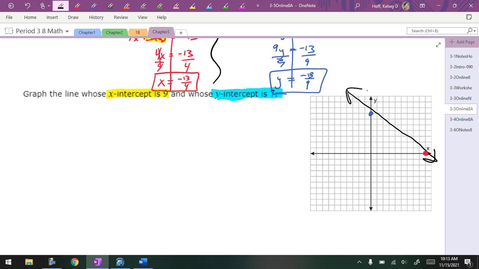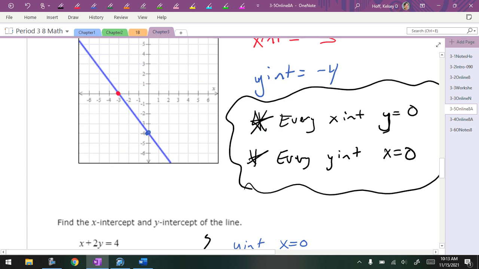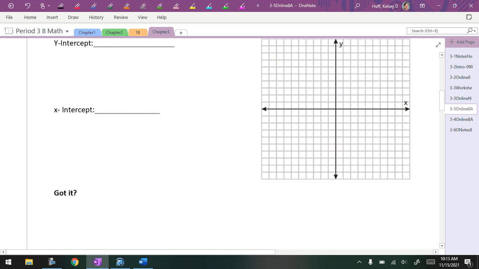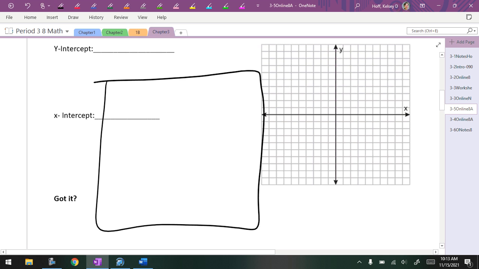Okay. I want you to try one more on your own. Flip it to the front. I know we skipped a whole bunch of stuff on the front. Put it on the front. We're not doing anything from the front. So someplace where you have some space, maybe right here. Anywhere you have space. I'm going to give you this equation.